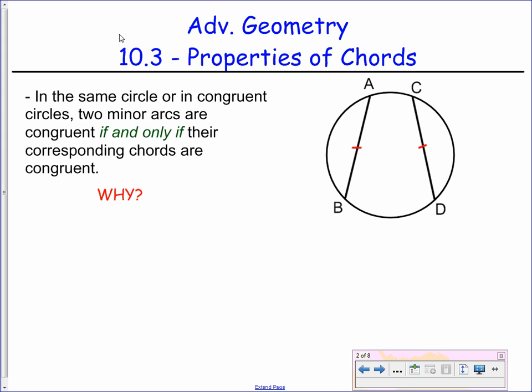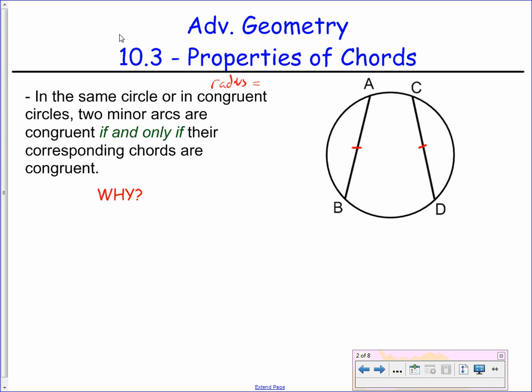All right, so for section 10.3, properties of chords. Remember, a chord is just a segment with its endpoints on the circle. So in this picture here, chord AB, chord CD. The first property says, in the same circle or in congruent circles, so remember it means the radius is the same, radius equal for congruent circles, two minor arcs are congruent if and only if their corresponding chords are congruent.